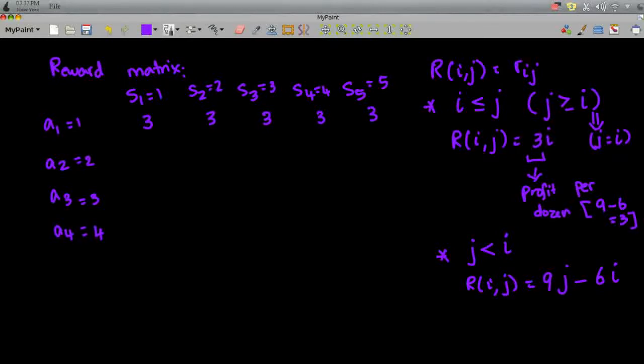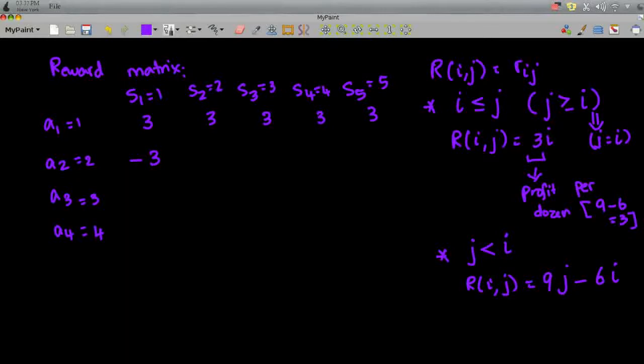Now, for the second action, i is 2, but j is 1. j is less than i, so we have to use the second function. So if you plug i and j in the second reward function, you'd find 9 minus 6 times 2, 12. You would get negative 3.